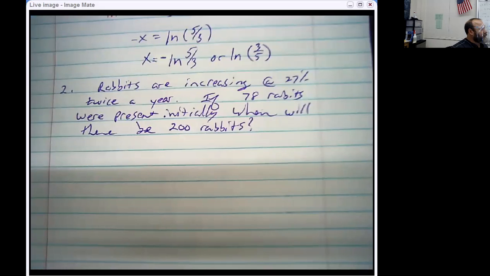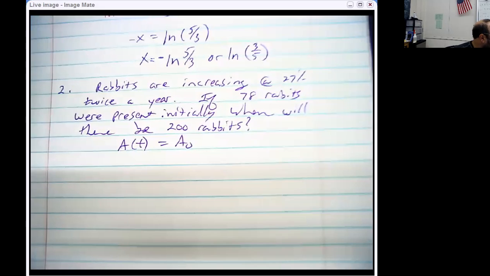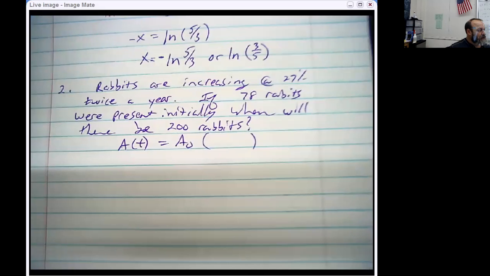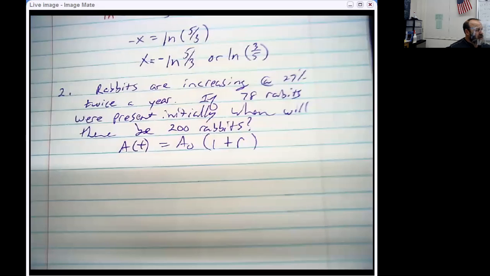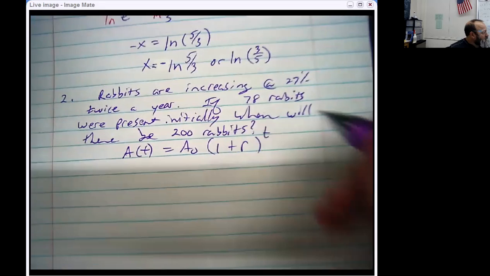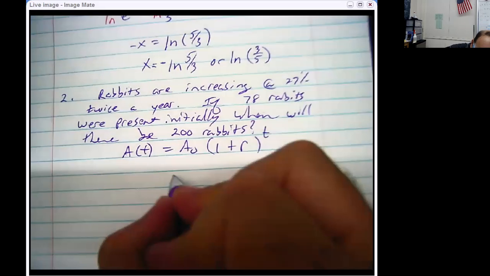How do all of these problems start? We start with 78. Remember, the amount that you have at time t is your initial condition, right? In this case, 78. What goes inside the parentheses? It was supposed to be 1 plus r. What was r? r was your rate. And it was supposed to be raised to the t power. That's kind of how we played this game. So in my story, I know that I had 78 rabbits. That was my initial condition.